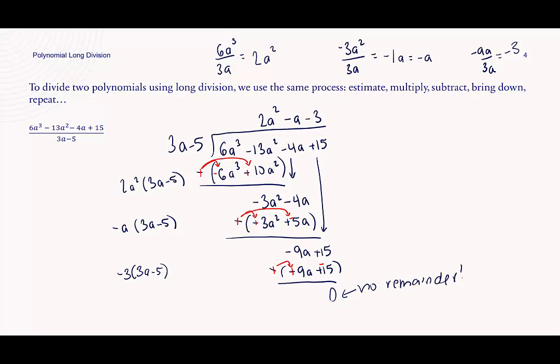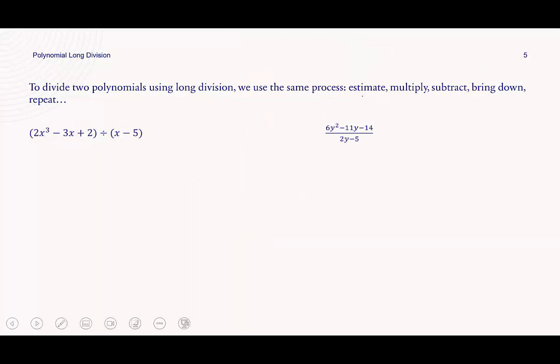This means that 3a minus 5 is a factor of 6a cubed minus 13a squared minus 4a plus 15. We had no remainder, so it's actually a factor of that degree 3 polynomial. So we're going to write our final answer, 2a squared minus a minus 3, exactly this. Okay, it's your turn. Pause the video, see how you do.